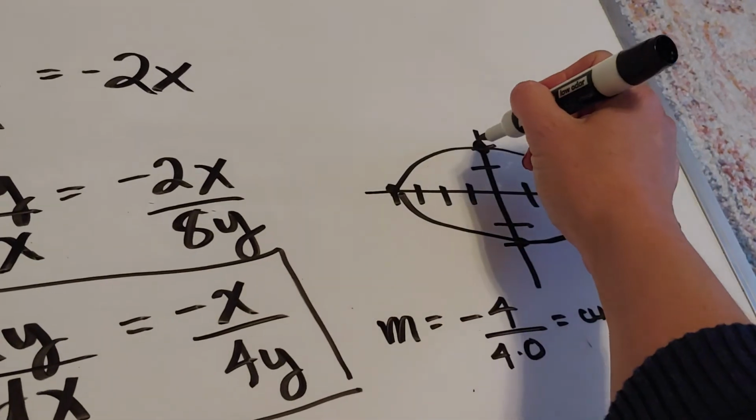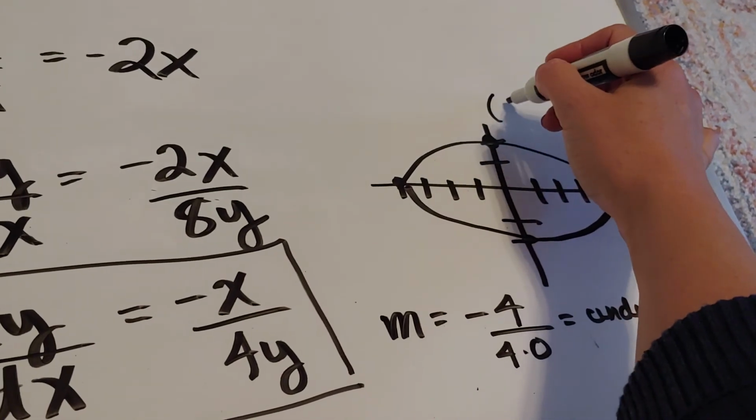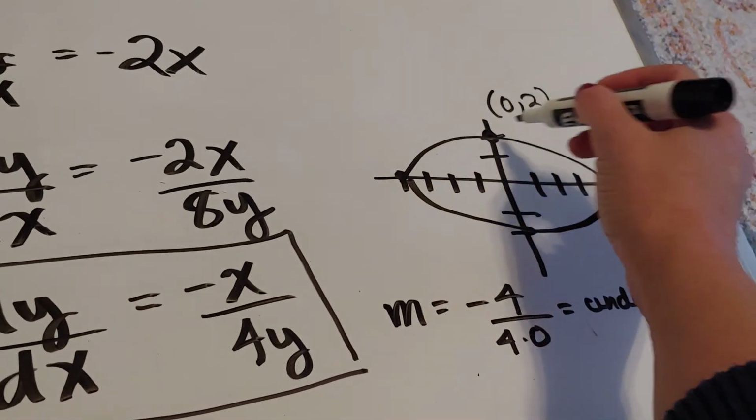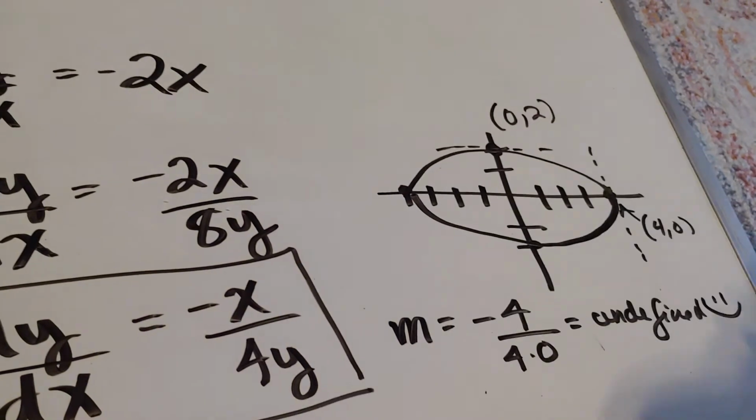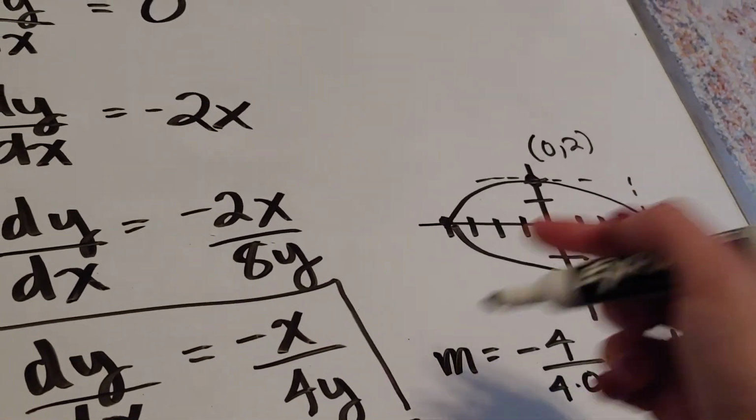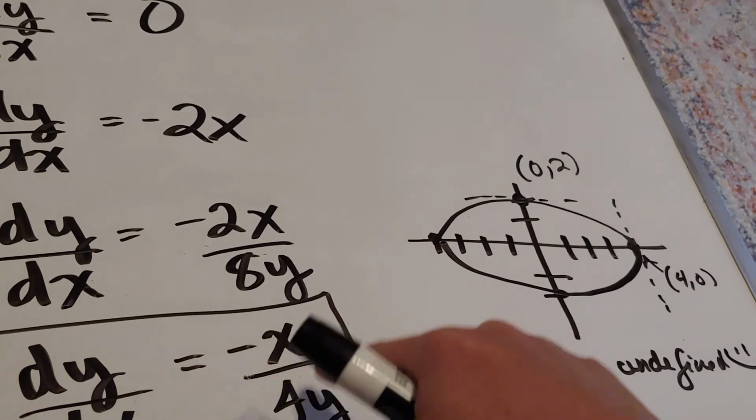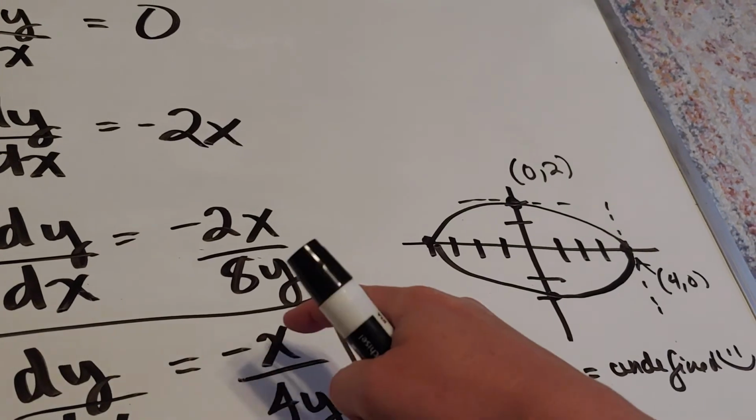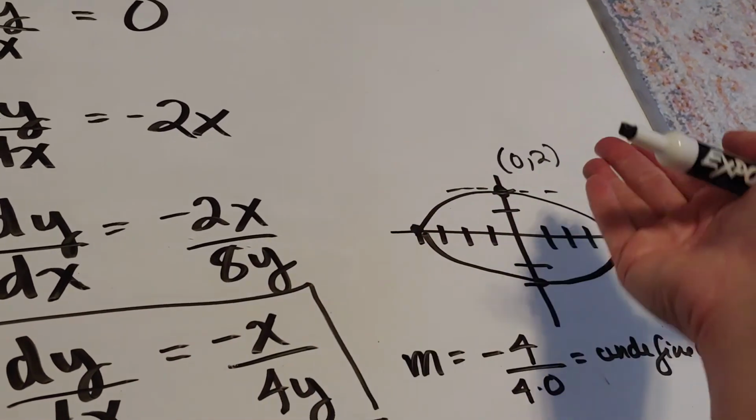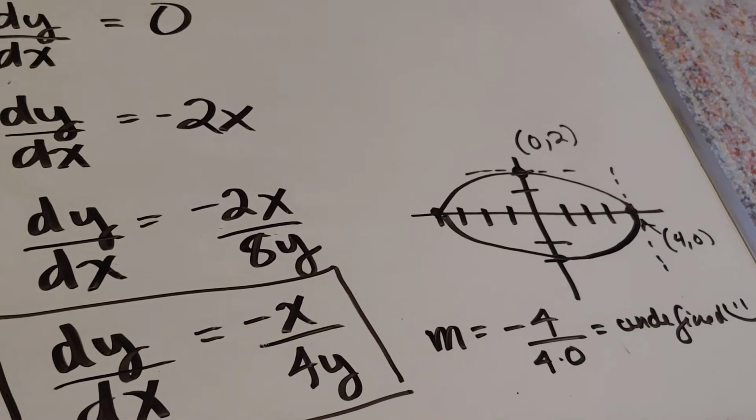If I were to plug in this point here, which is (0, 2), think about a tangent line that's here. That tangent line would have a slope of 0. Let's see if that's true. Negative 0 over 4 times 2 is 8. Negative 0 over 8 is just 0. So yes, it is still holding true.